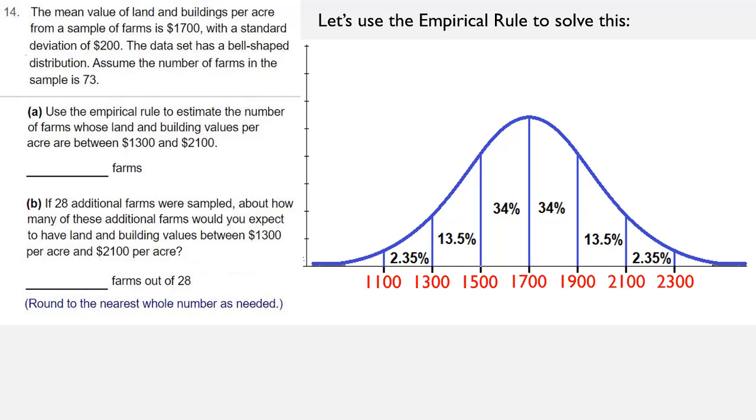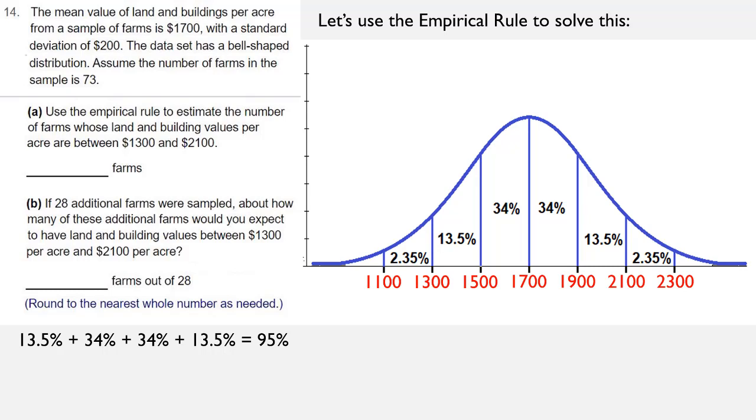So this asked us how many farms would we expect to find between 1,300 and 2,100. So let's calculate that percent. Those values of the percents between 1,300 and 2,100 are 13.5, 34, 34, and 13.5. When you add those together, you get 95%. So 95% of the farms should be between 1,300 and 2,100.